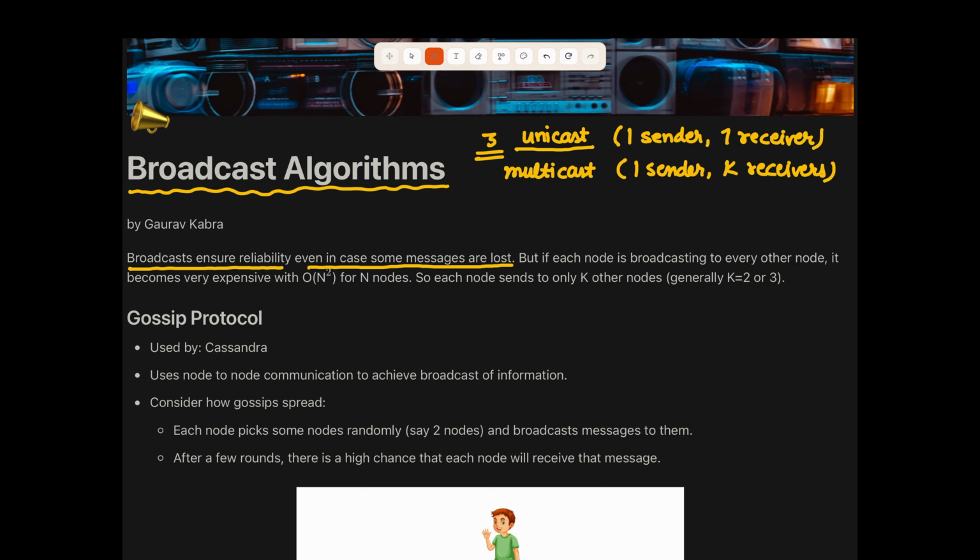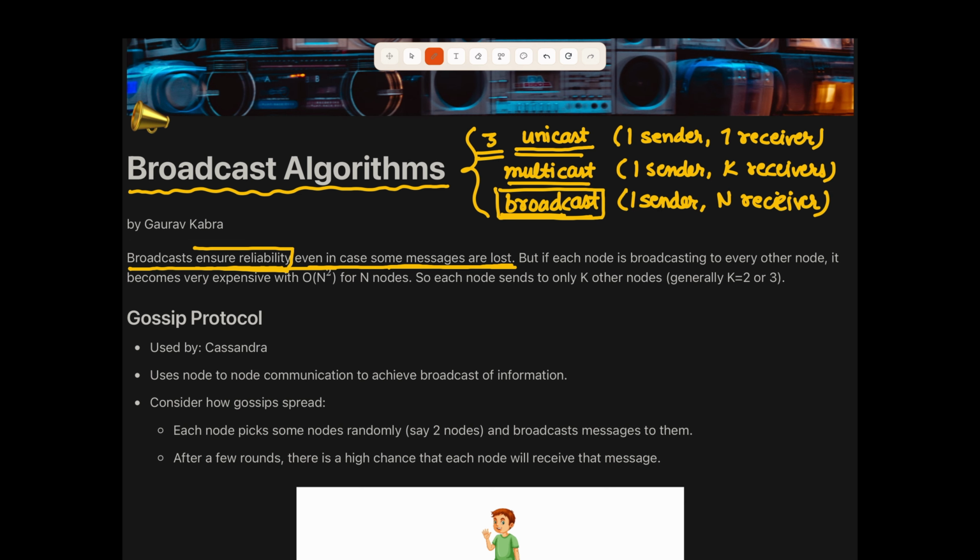And the third one is broadcast. As the name suggests, it is broad. That means one sender and all receivers. That means you are presenting in front of the whole class. So these are the three ways of having communication: unicast, multicast and broadcast. In this video, our main focus is on broadcast. Broadcasts ensure reliability even in case some messages are lost. So if you are telling some message in front of 30 students, then even if some students forget the message, at least one or two will be remembering that. And thus, broadcasts ensure reliability.